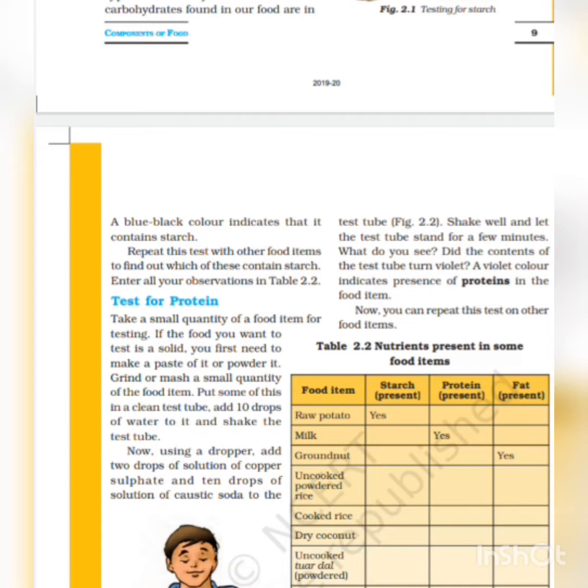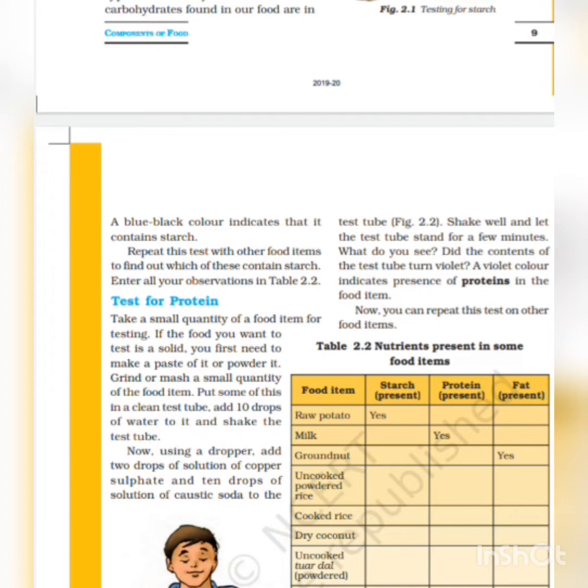Okay, for protein, take a small quantity of food item, then grind or mash a small quantity of the food item. You have to take that and put some food in a test tube, and add 10 drops of water to it and shake the test tube very well. Now use the dropper and add copper sulfate and 10 drops of caustic soda solution in the test tube. Then shake it well, and after a few minutes you will notice the change in color. If the color changes to violet, then the food contains protein.